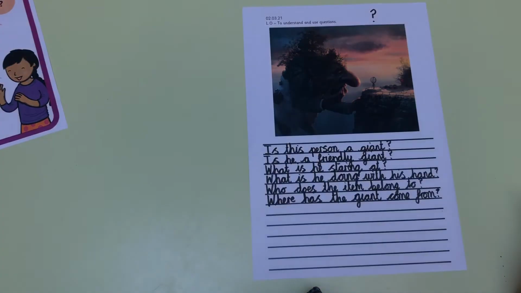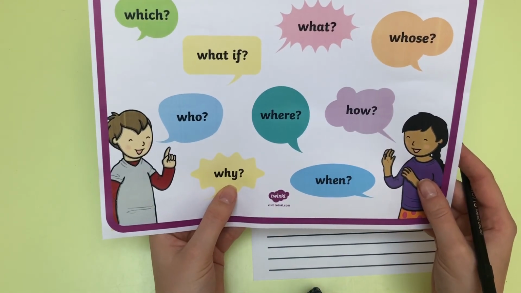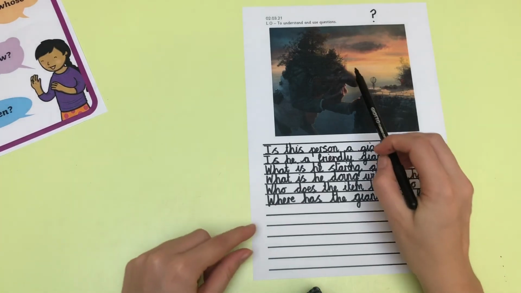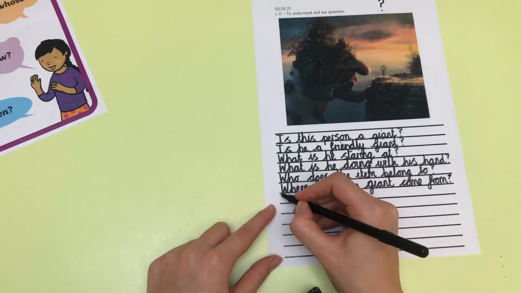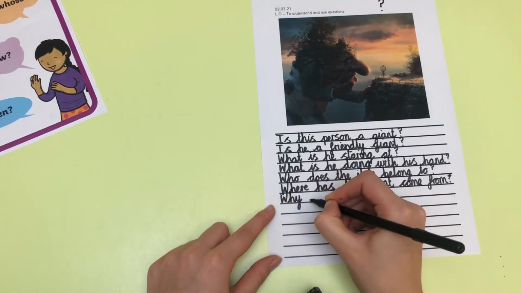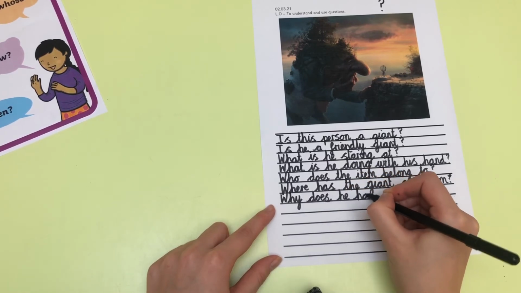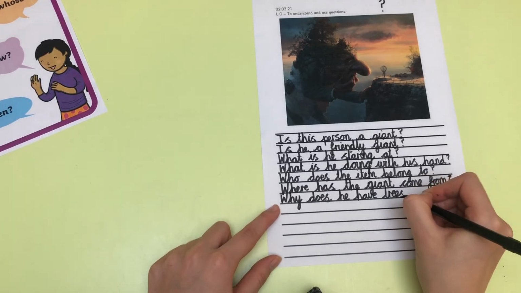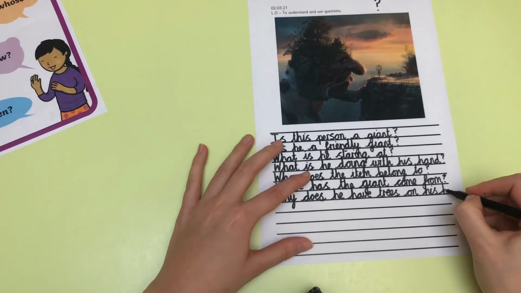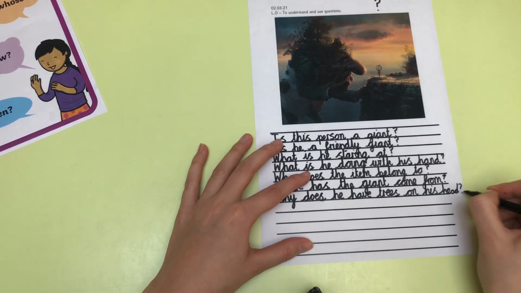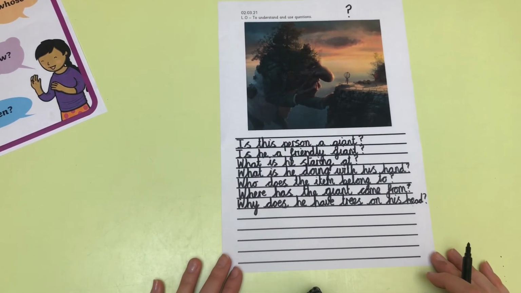I then might move on to start my question sentence with why. I want to know why are there trees on his head? So new line, why does he have trees on his head? I then want to find out, are there any other giants with him?